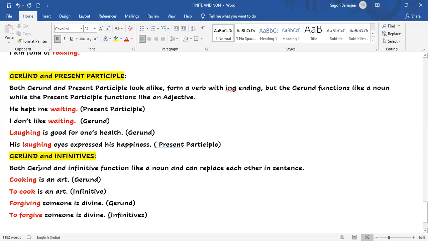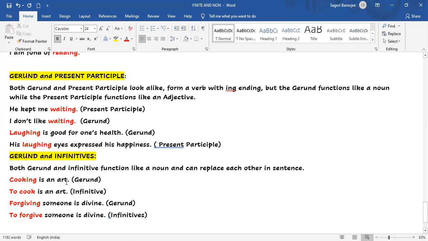So what happens is, as both function like a noun, we can replace each other. That means, suppose: cooking is an art. Here cooking is a gerund. If I want, I can replace cooking, that is cook plus ing, a gerund functioning as a noun, with to cook, which is an infinitive. Cooking is an art, to cook is an art. Now this example: forgiving someone is divine. What is divine? Forgiving. So forgiving is a gerund. But if I want, I can replace forgiving with to forgive, which is an infinitive.